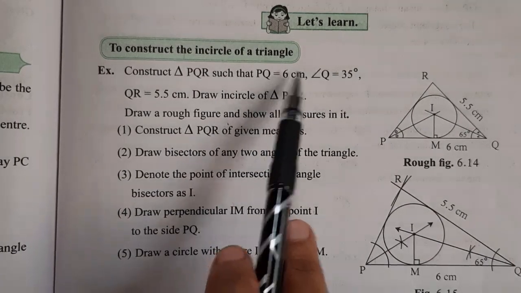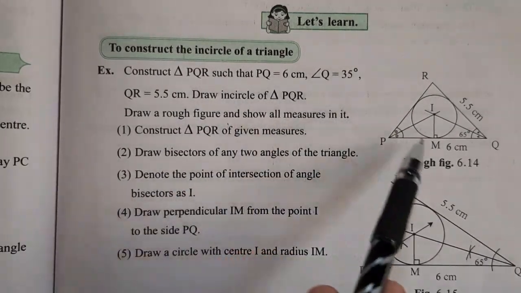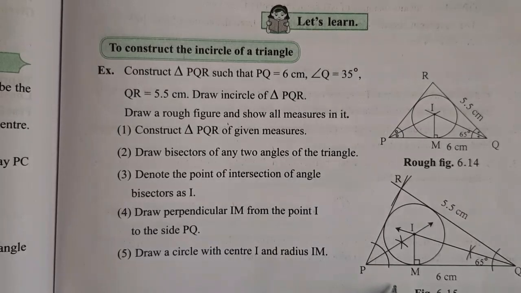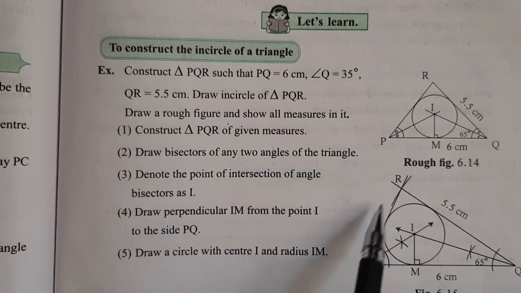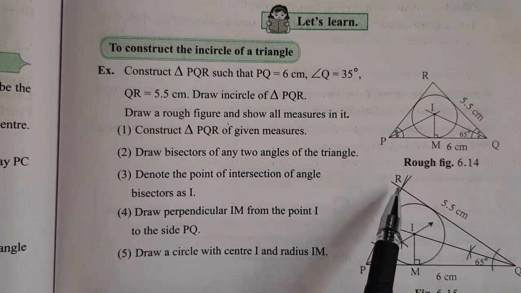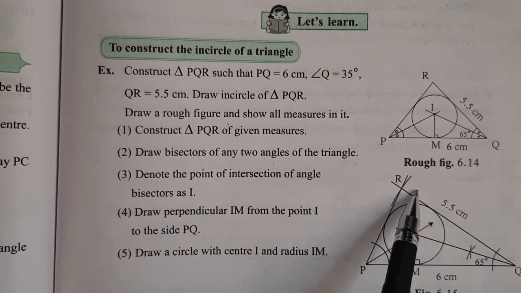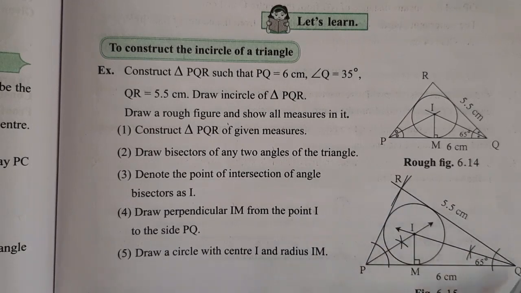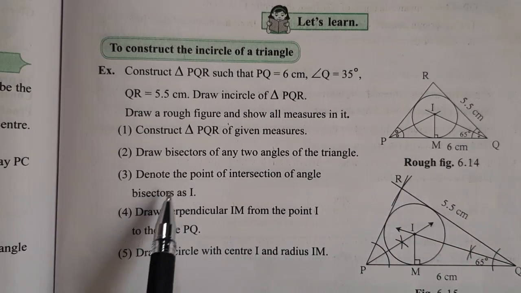That means whatever the measurements are given, according to that we have to draw the triangle PQR. So here base is given 6 cm, that is PQ equals 6 cm. Angle Q is given 35, so according to that we draw the 35 degree angle, and then QR is given 5.5 cm, this one R, and we have to join the PR. So here we can get the triangle PQR.